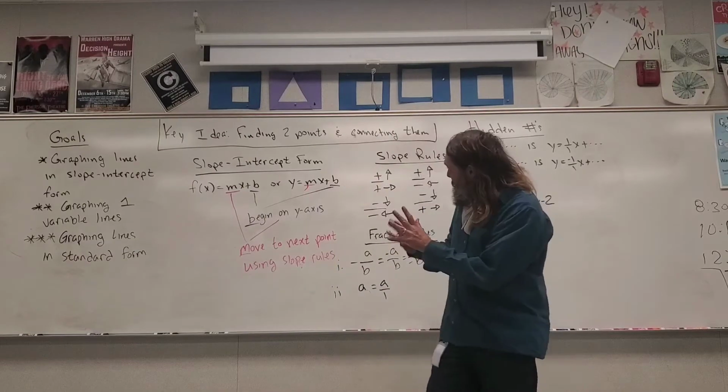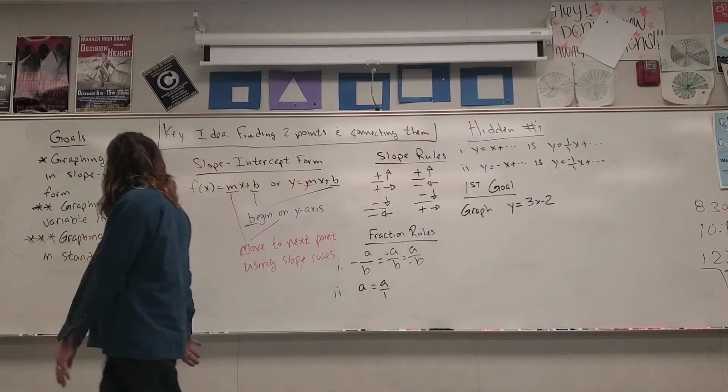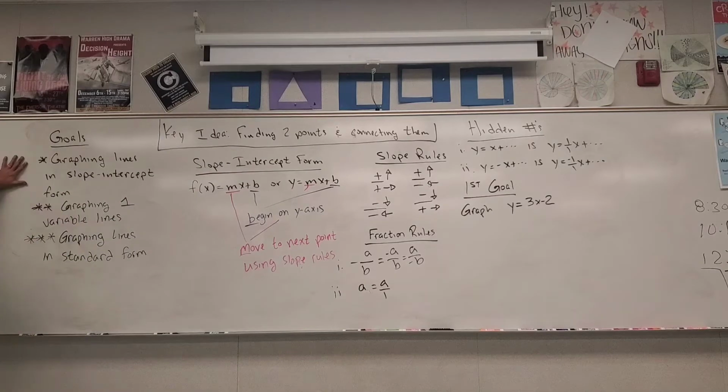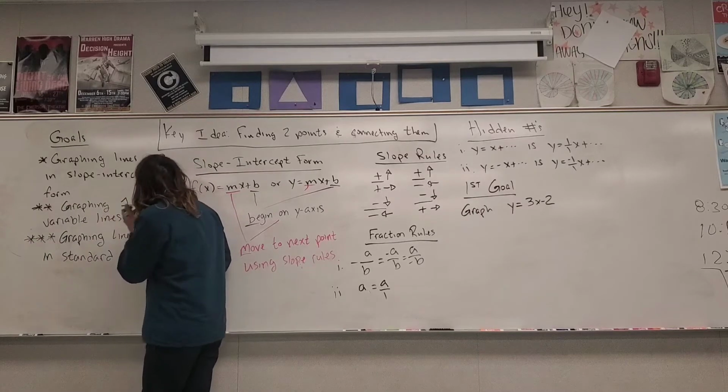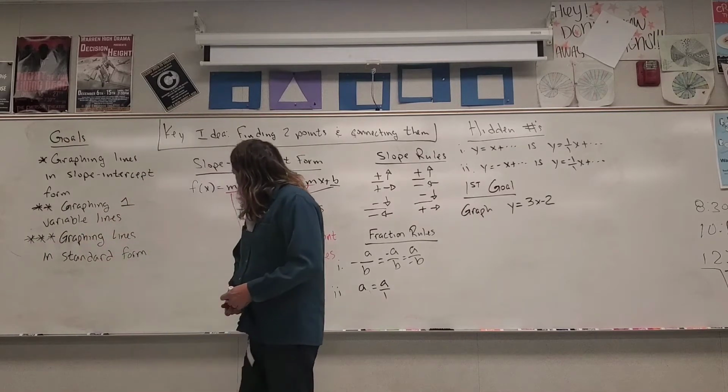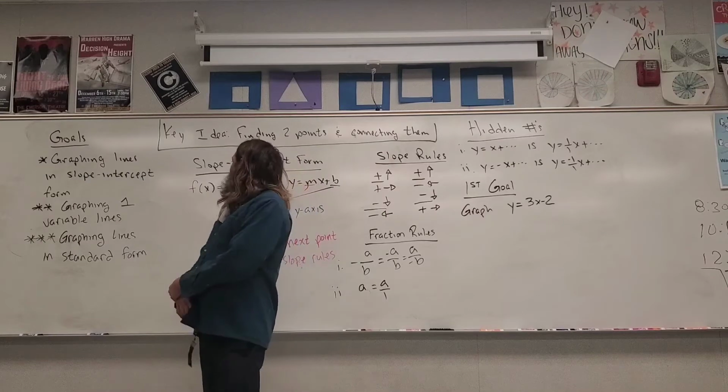This is a lesson about graphing, so let's go through our goals. We have 3 goals. Our first goal is graphing lines in slope-intercept form. Our second goal is graphing one variable equation lines. It should say equation right there. And our third goal is graphing lines in standard form.